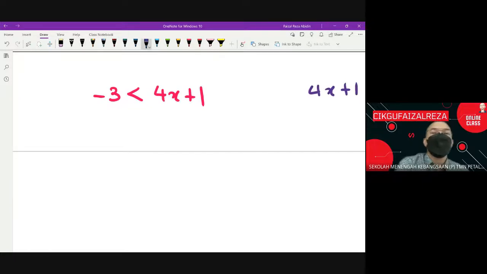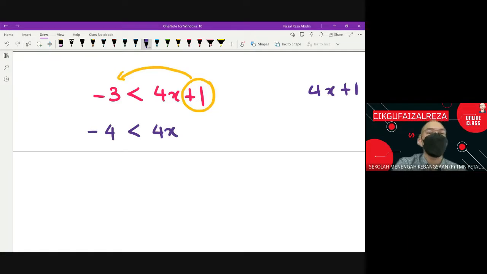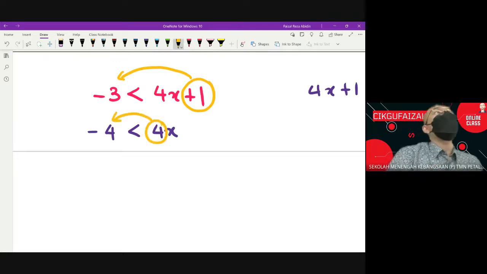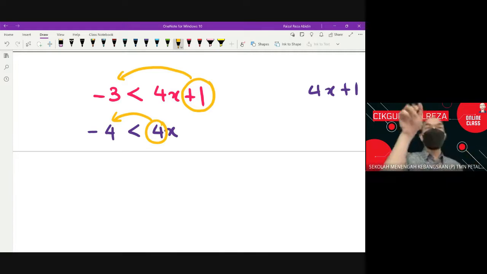So if I want to find my x there, it means that I'm going to move 1 to the left. So it's going to be -3 minus 1. I'm going to get -4. Am I right? Less than 4x. After that, I'm going to bring my 4 over here to the left. So will our inequality sign change or not? The inequality sign over here is going to be less than, isn't it? If I bring the 4 at x to the left, is the sign going to switch?